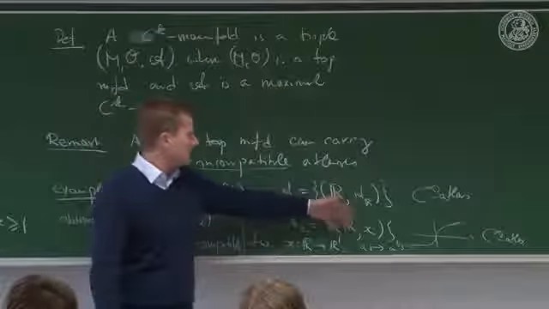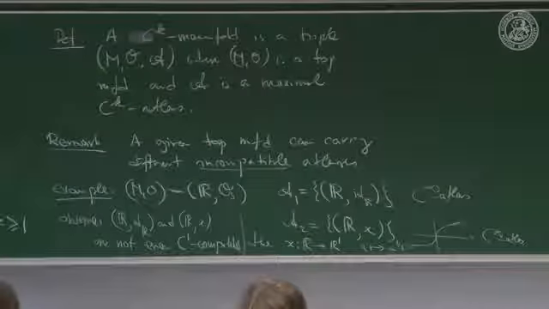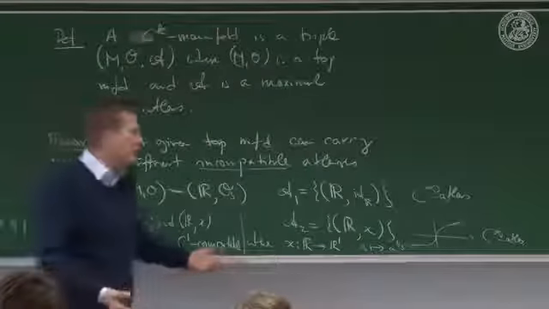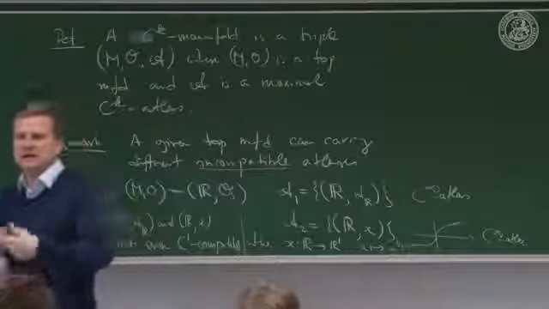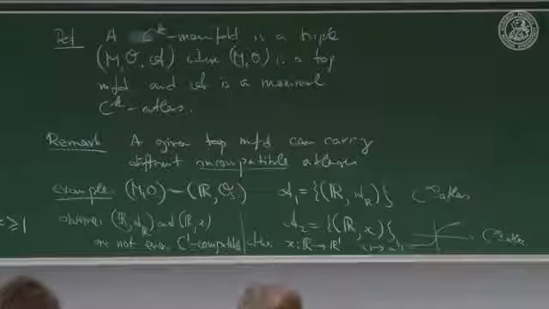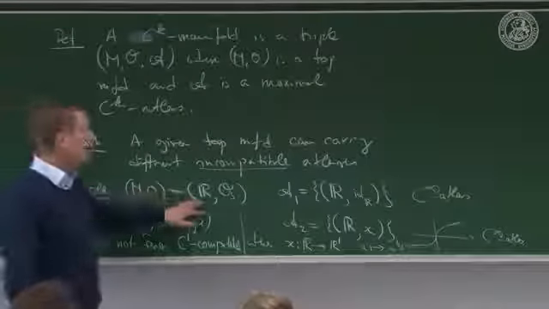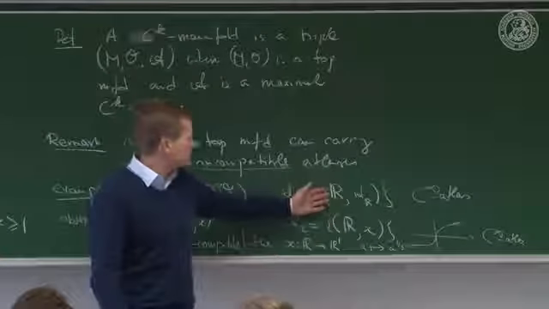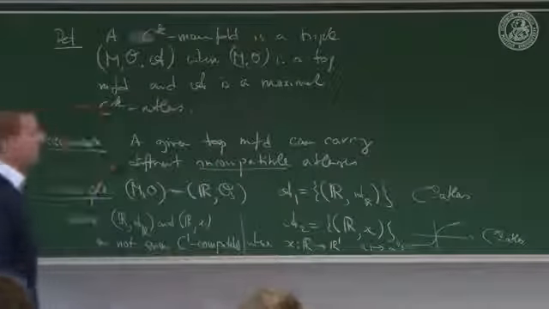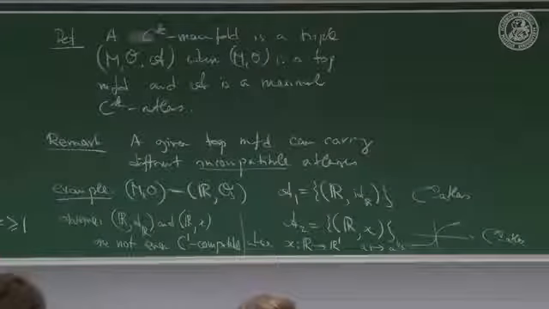As long as they're parts of different atlases, that's not a problem, but I couldn't put them together into the same atlas and get a C infinity atlas. There would be an incompatibility. That means I can equip the real line with at least, well, this is just one example, with at least two different incompatible C infinity structures.